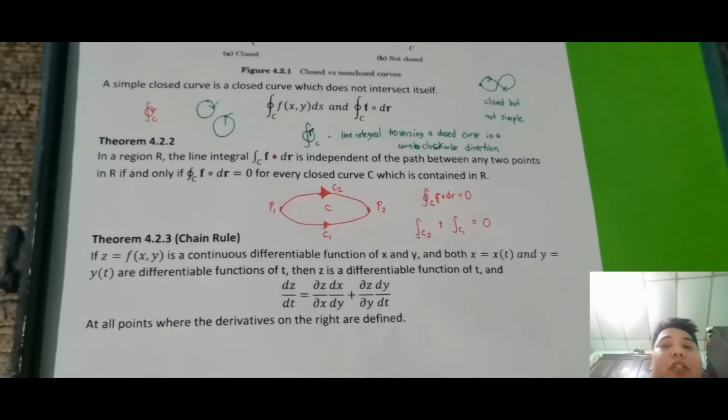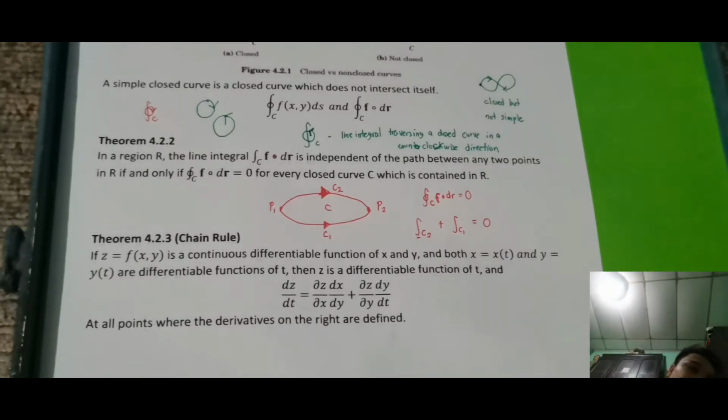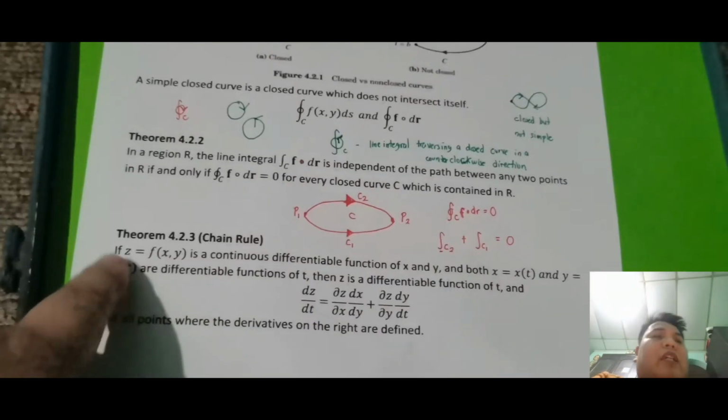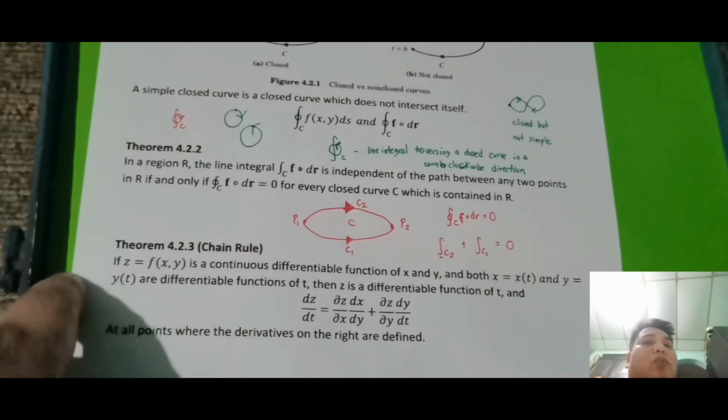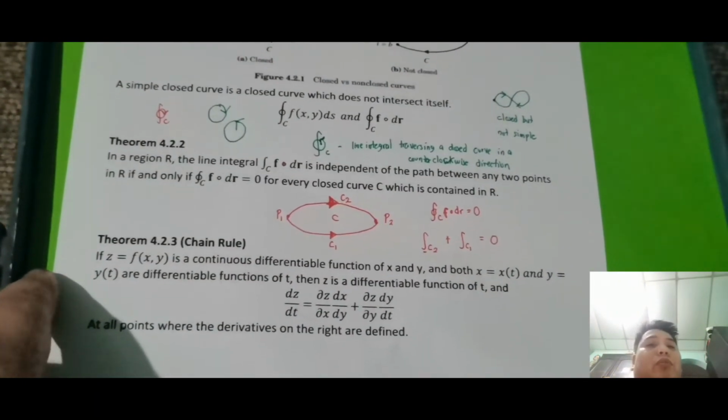Now, let's have the chain rule. How does the chain rule work with our vector field and line integral? How does it work for the line integral? Let's have theorem 4.2.3.